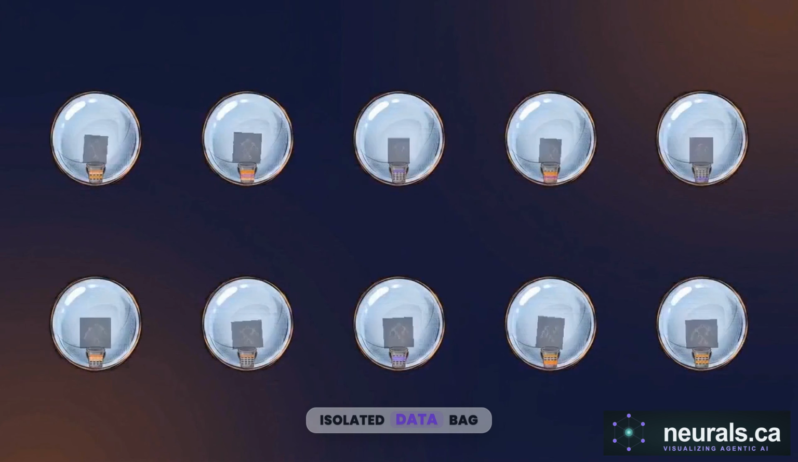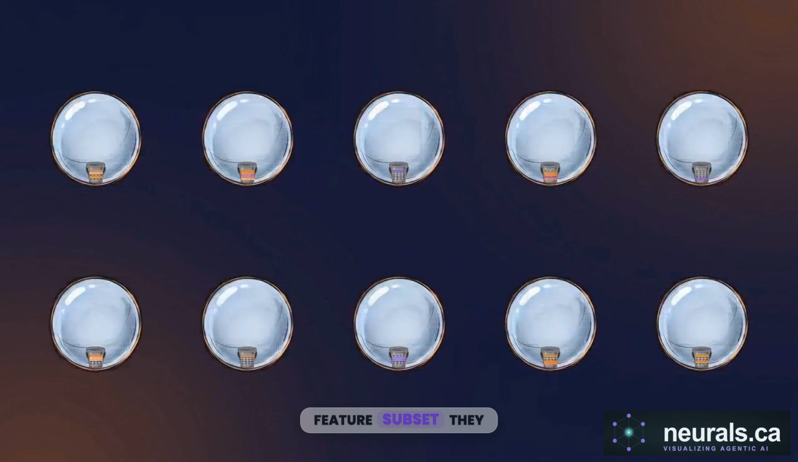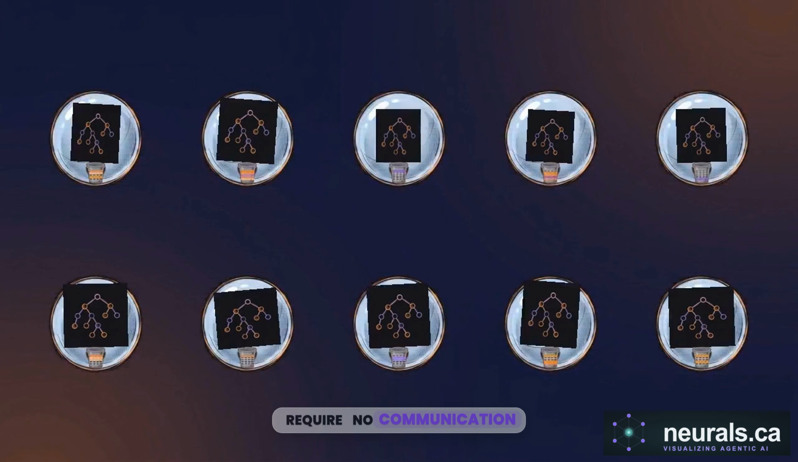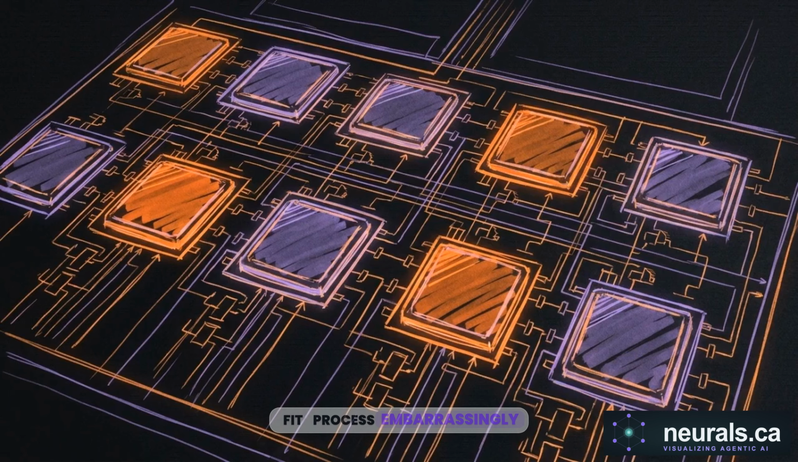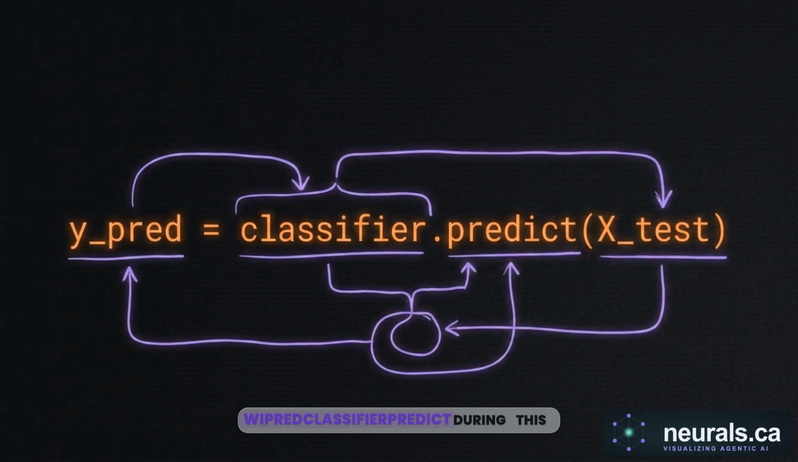Because every tree relies solely on its own isolated data bag and its own feature subset, they require no communication. This makes the fit process embarrassingly parallel across the hardware. Once training finishes, we transition to the inference phase by running ypred equals classifier.predict.